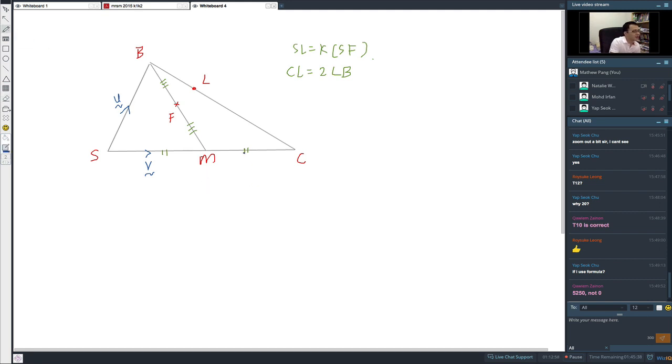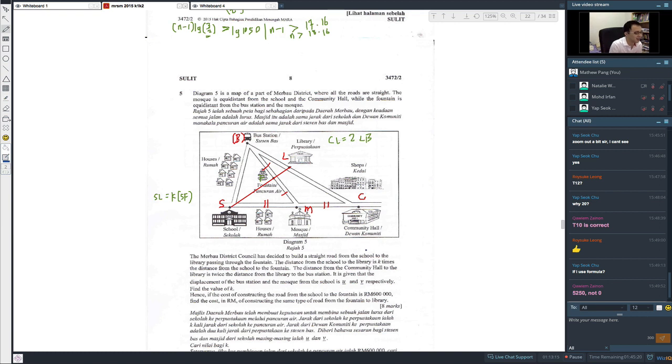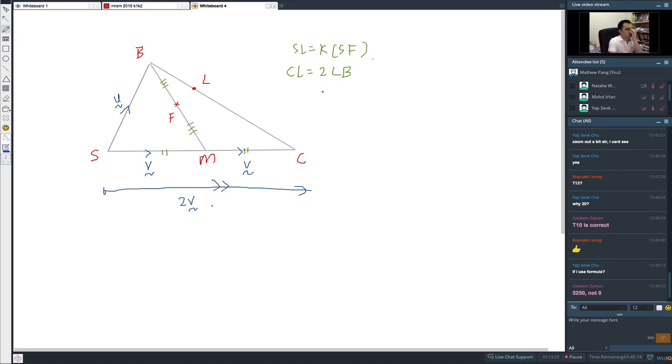Then I need to find what the question wants. The question says find the values of K. So in order to find the values of K, you will need to have SF and SL. This is your objective here. Let me draw a line for it. It should be a straight line, and L should be somewhere here.